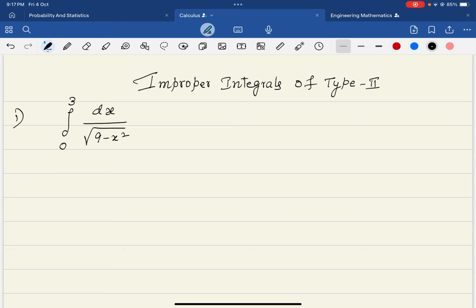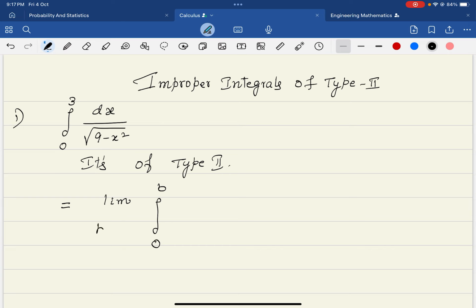First of all, you have to say that it's a type 2 improper integral. First you have to identify that and then you have to start the integration. So how do we do it? We write this as a limit. Whenever the lower limit is infinity, you will put the lower limit as a. If the upper limit gives 0 in the denominator, then you write b as the upper limit. The lower limit will be as it is.